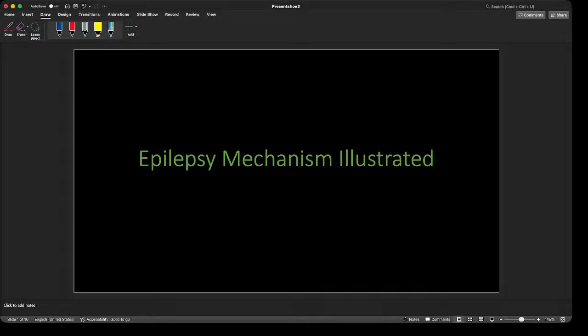Can someone tell me what epilepsy is, or what this is all about? When we look at epilepsy, there can be different types of epilepsy that can occur. Epilepsy is essentially like seizures, basically. And what exactly is a seizure? A seizure occurs whenever there is an abnormal firing of these neurotransmitters.